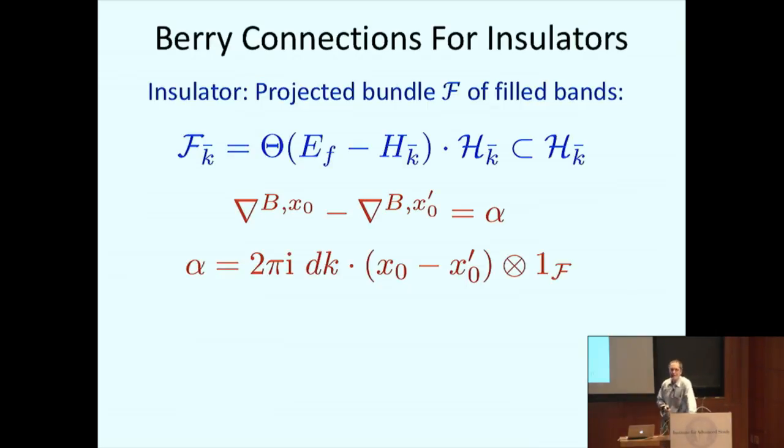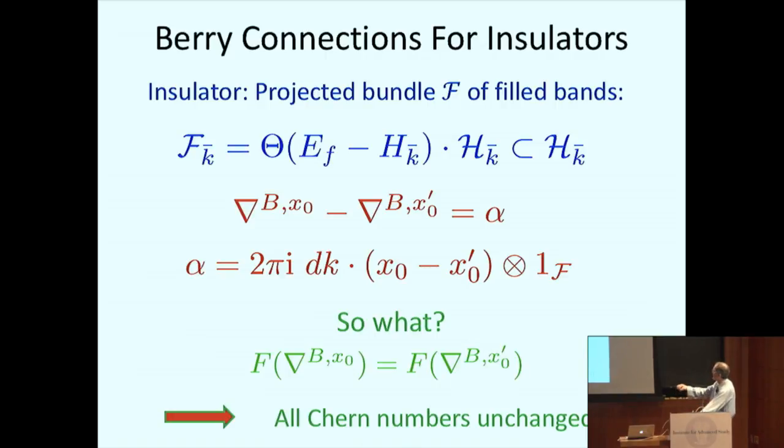Now, you might be thinking, well, this is pretty trivial. I mean, alpha is not a big deal. Indeed, if you calculate the curvature of this connection, it's independent of the choice of x naught. So all the Chern numbers are unchanged, the curvature is unchanged. But you all know that there's gauge invariant information in a connection which is not captured by the curvature. And very beautifully, that gauge invariant information actually shows up in the condensed matter literature.